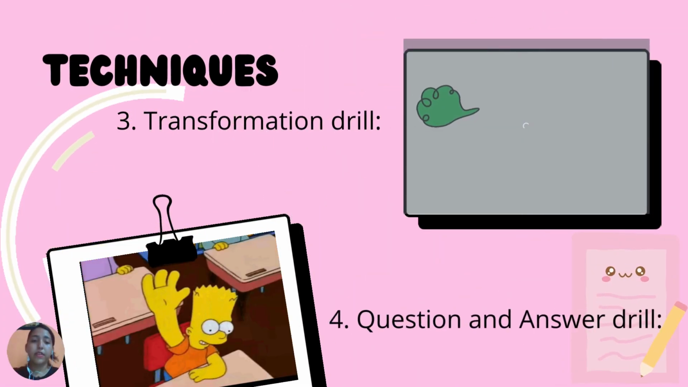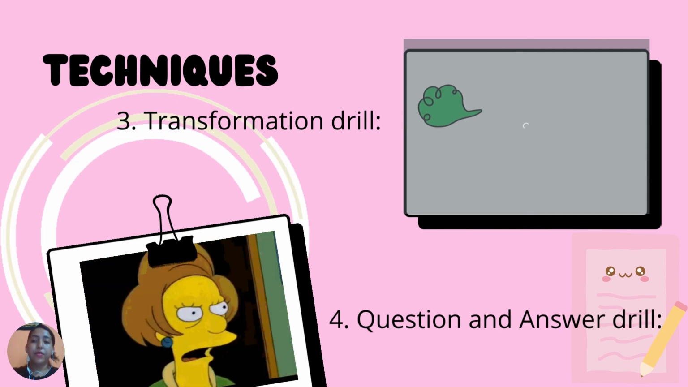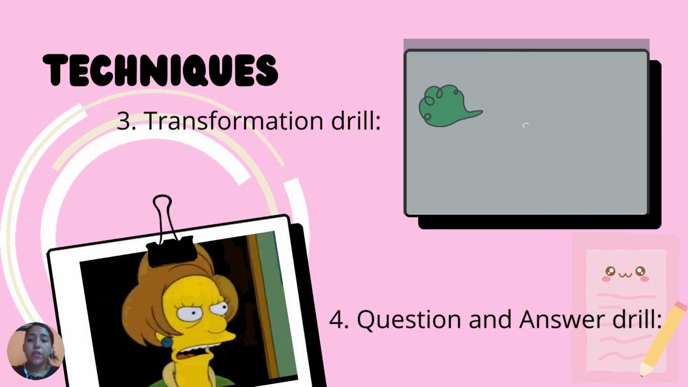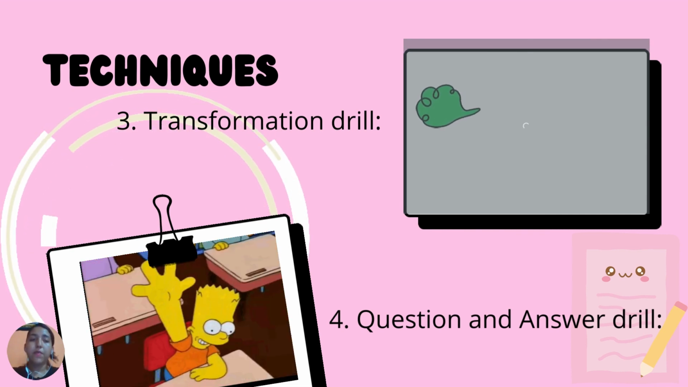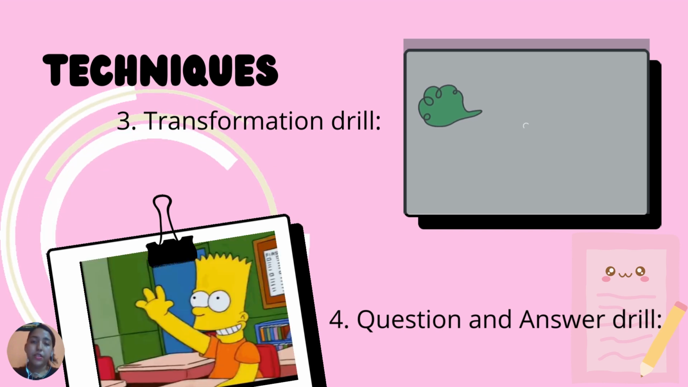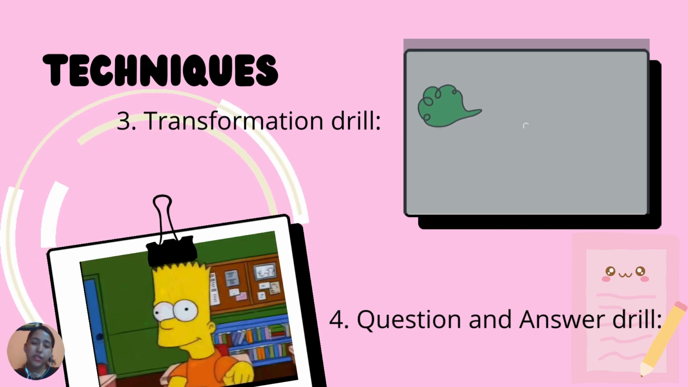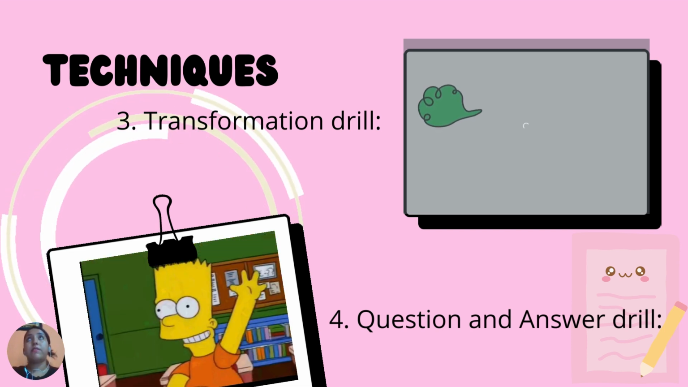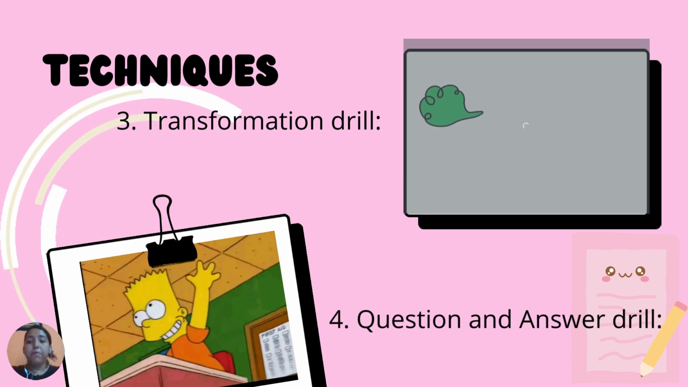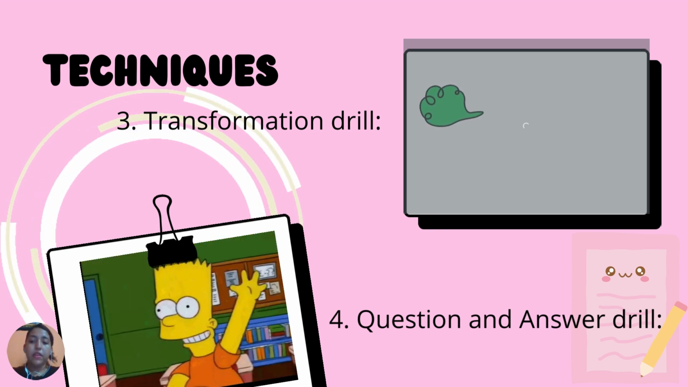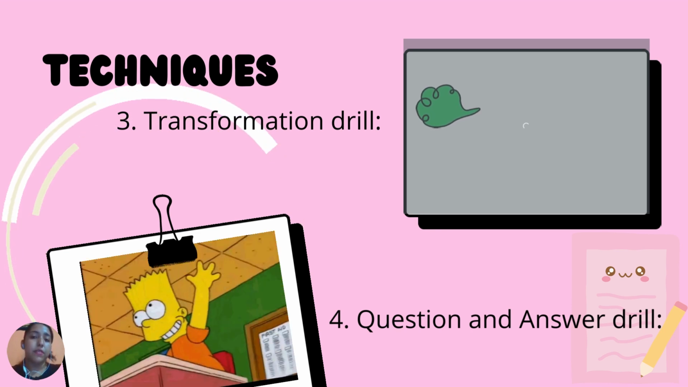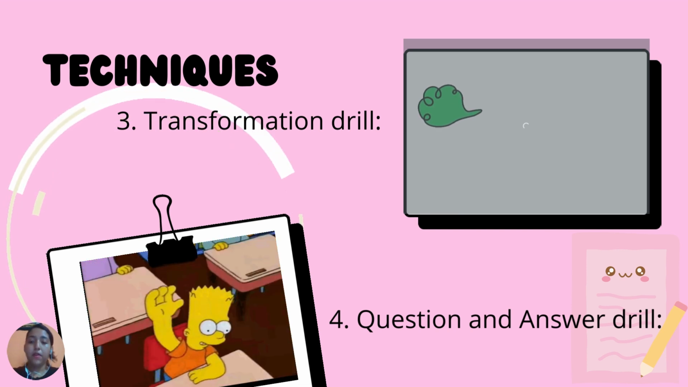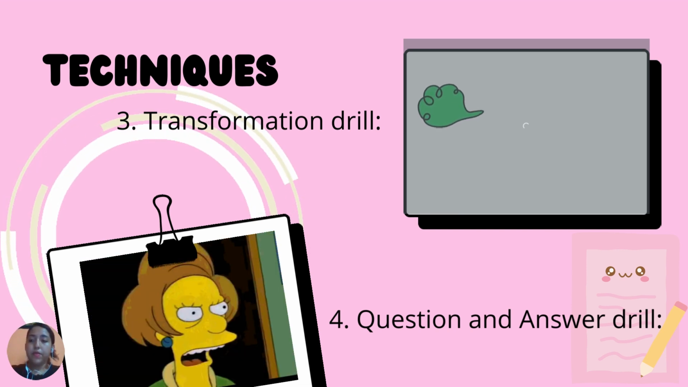And the next technique is transformation drill. In this technique, the teacher provides a sentence that must be turned into something else. I remember that university teachers use it when teaching tenses. For example, the teacher says a sentence in present continuous, and the students must transform it into a negative or an interrogative one. This is very common too.